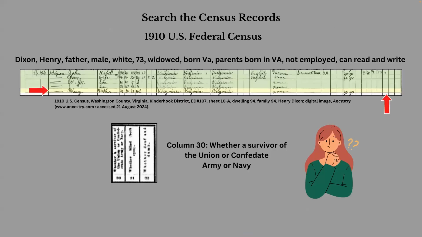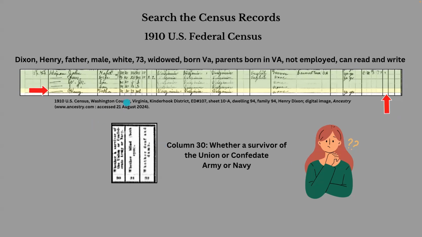So here's my ancestor, Henry Dixon, in the 1910 census. The arrow on the far right shows the column 30 where it should be recorded if Henry was a survivor of the Union or Confederate Army or the Navy, and it is blank. But my grandmother said he was a Confederate. So remember, we don't know who the census enumerator was talking to when they went to the door.